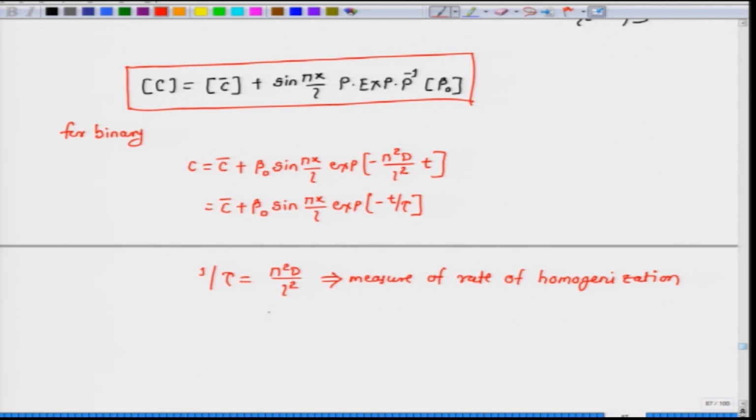So, we can see the rate of homogenization depends on the diffusivity. The higher the diffusivity, the higher the rate of homogenization, and it varies inversely with L square. So, the rate of homogenization will be higher for a smaller period. If we have two different segregation patterns with the same amplitudes but different periods, the segregation pattern with the lower period will homogenize faster.